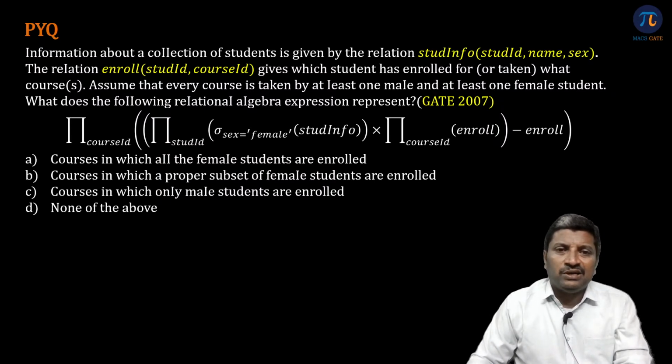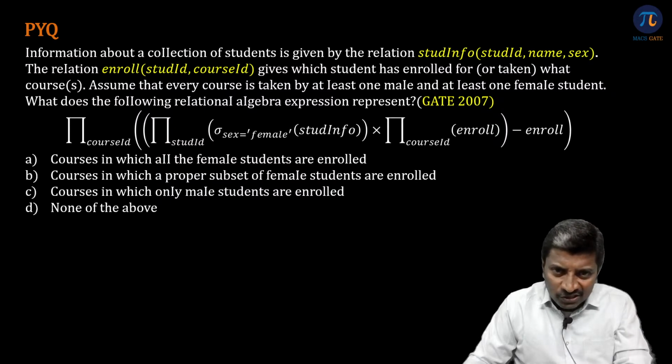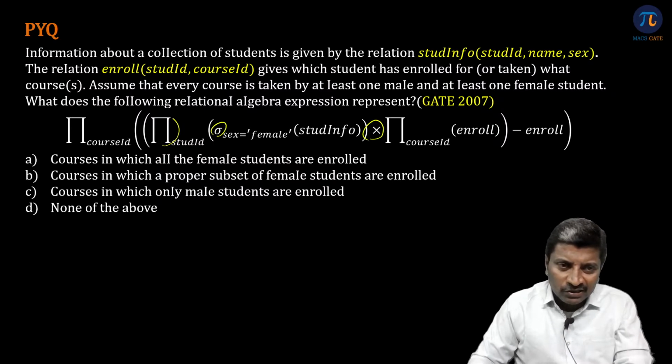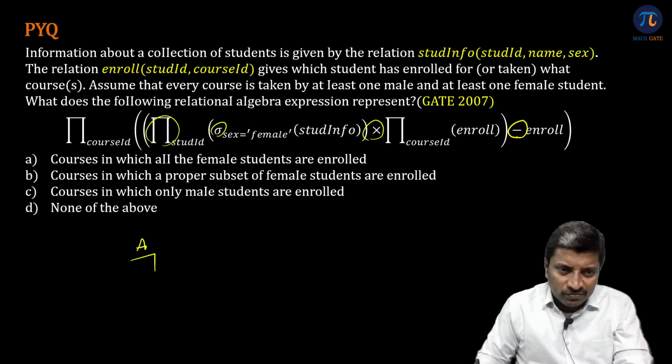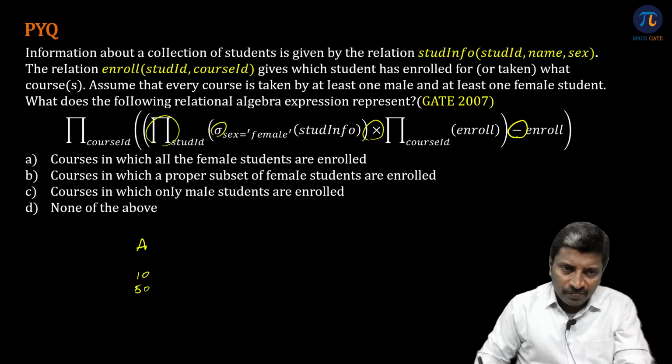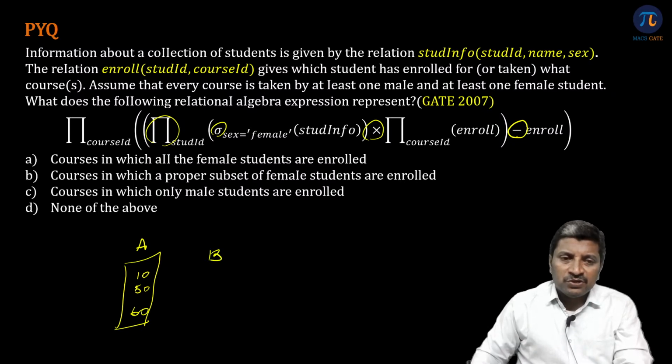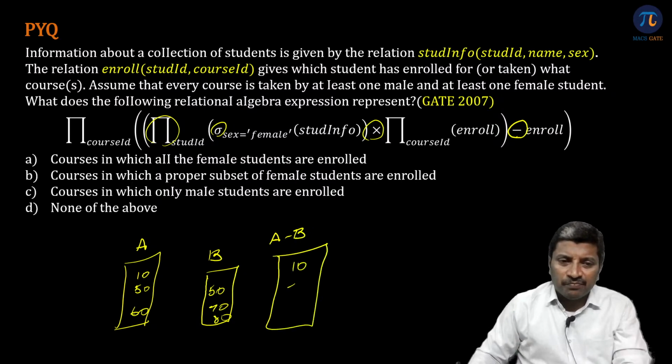Which of the following relational expressions represent? Sir, they mainly focused on cross product, sigma and the combination of the projection. Anyway, you are having minus also. Okay. Sir, I told you minus means something like, suppose in first record I have 10, 50, 60. Suppose in second one I have 50, 70, 80. If I write A minus B, what does it mean? List out all the records of A.